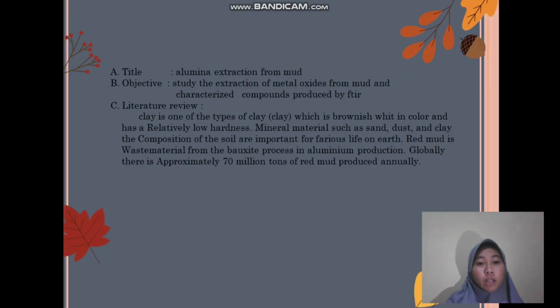Title: Alumina extraction from wood. Objective: study the extraction of metal oxide from wood and the characteristics of the compounds produced by filter.